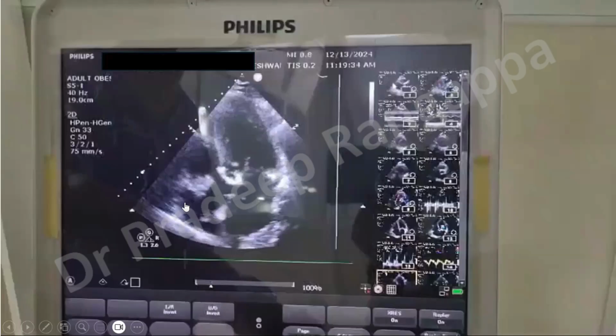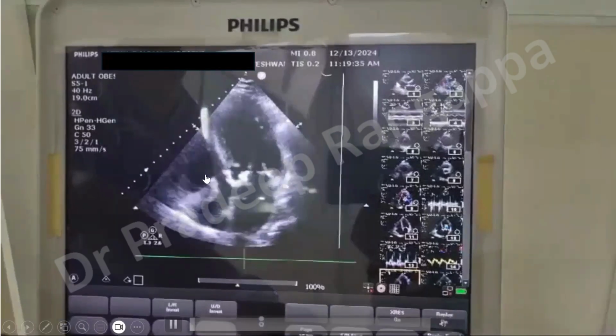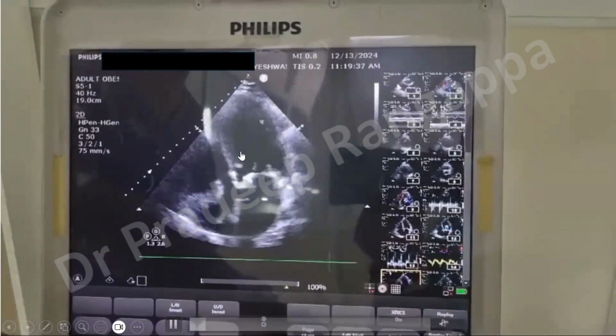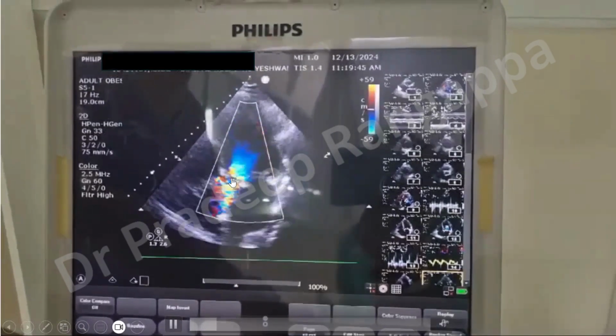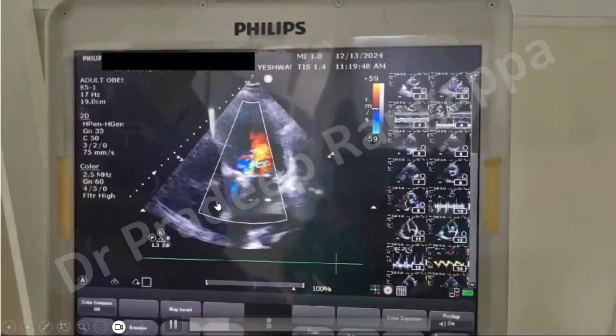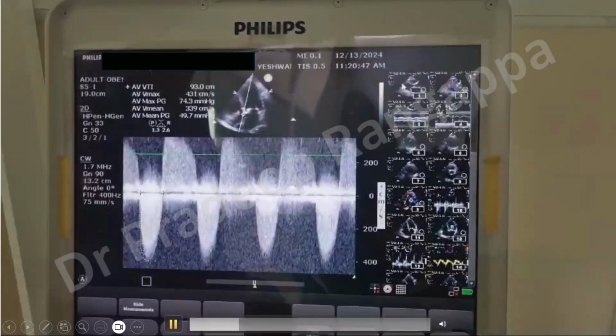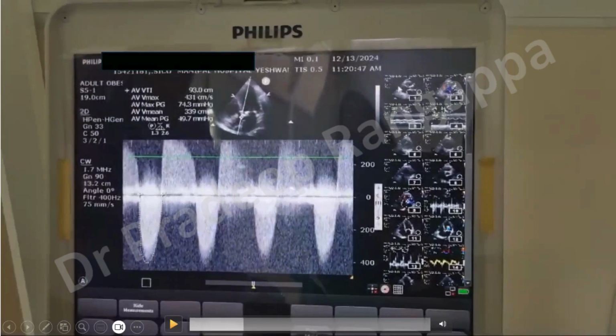So this is our patient where we did it. So you can see here, this is a patient with severe aortic stenosis. The LVOT is open. So you have an aortic inflow here. Then you place a cursor and then you take a continuous wave Doppler. So this is a continuous wave Doppler. And if you see here, aortic valve pressure gradient is 49, which is severe aortic stenosis.